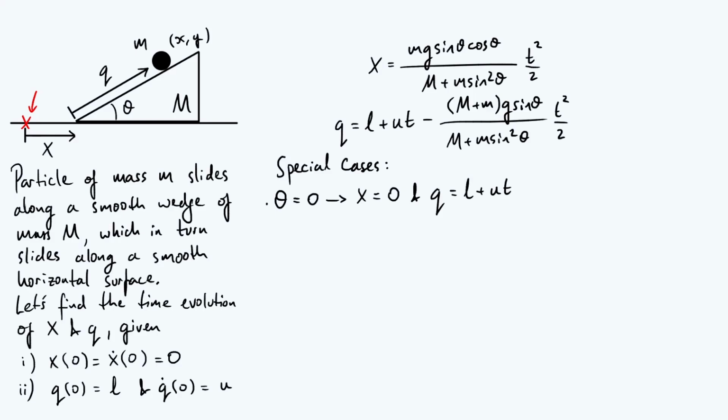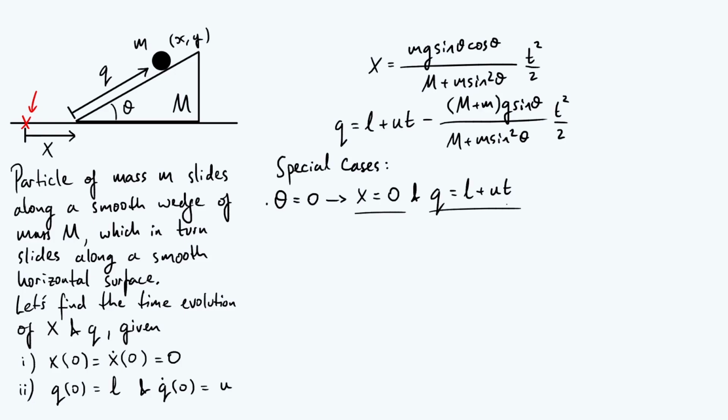Well, when theta is 0, you basically don't have a wedge at all, right? There is no slope, and so it makes perfect sense that the x-coordinate of the slope remains 0 at all time, because the particle is just pushing straight down on a flat surface, and there would be no reason for the wedge to actually move left or right.